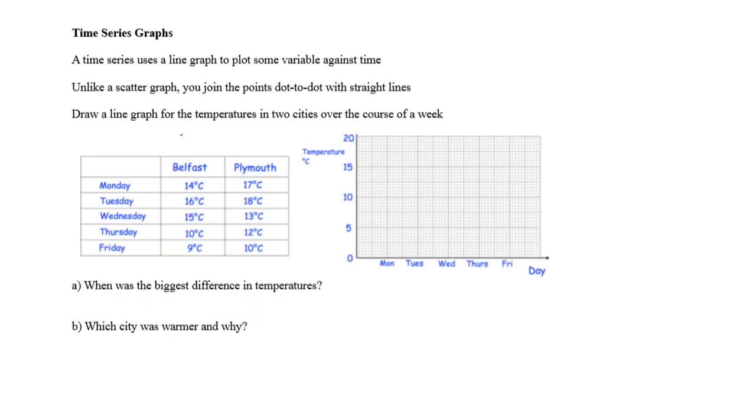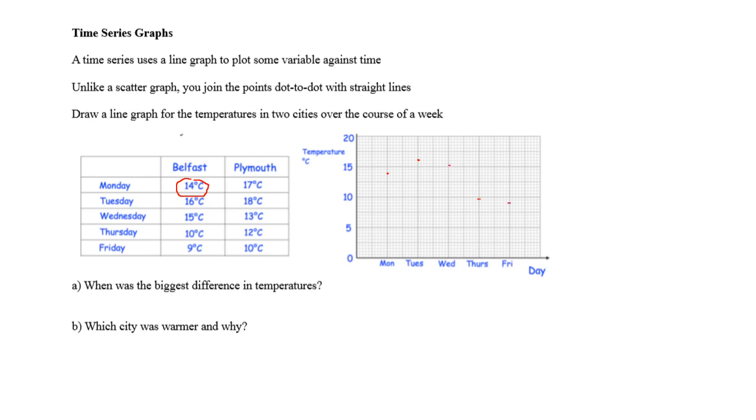So the last and probably most straightforward graph that we need to look at in chapter 16 is the time series graph. This is just similar to a scatter graph. We want to compare two bits of data. In this case, we've got Monday, 14 degrees, so we'll make a mark, Monday, 14 degrees, and then we'll carry on, so 16, and then 15, and then 10, and then 9.